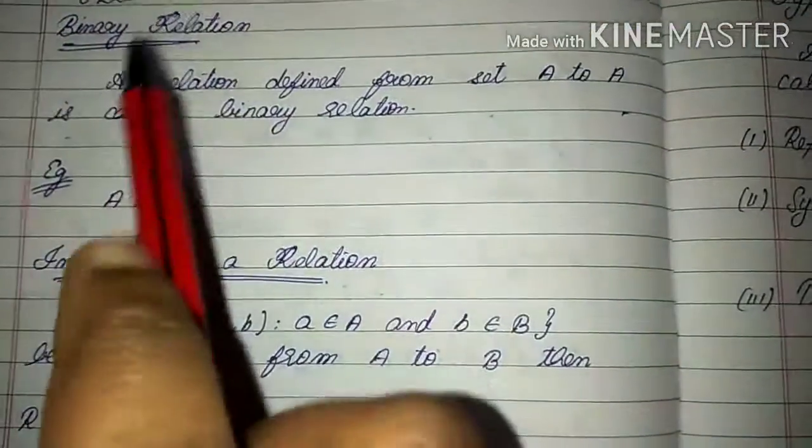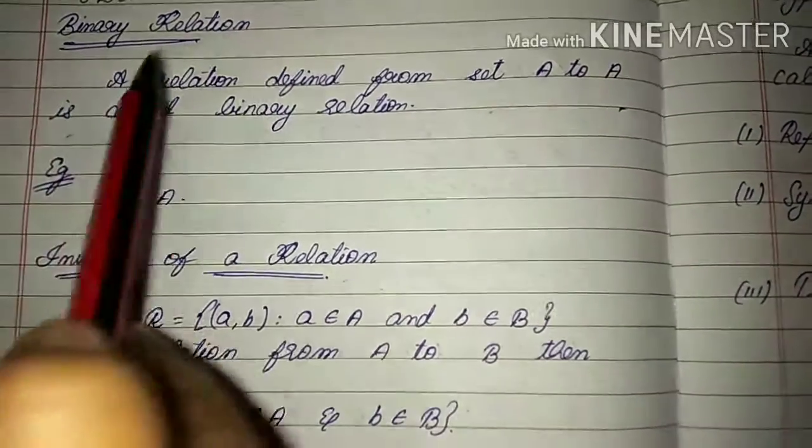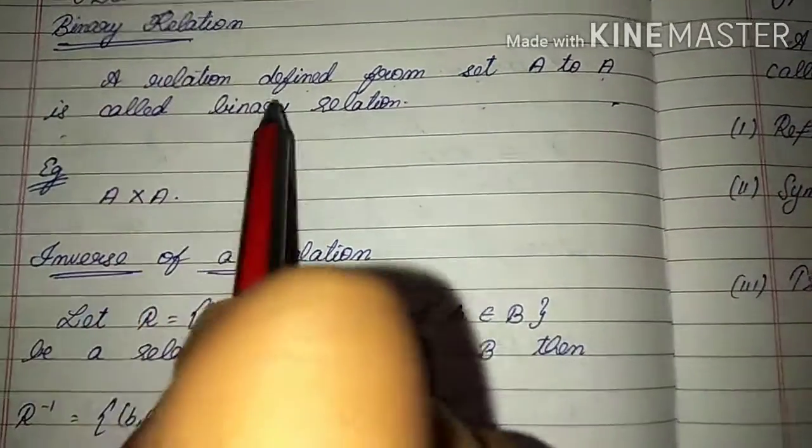Now let me tell you some types of relations. First is the binary relation. What is a binary relation? A relation defined from a set A to A is called a binary relation.